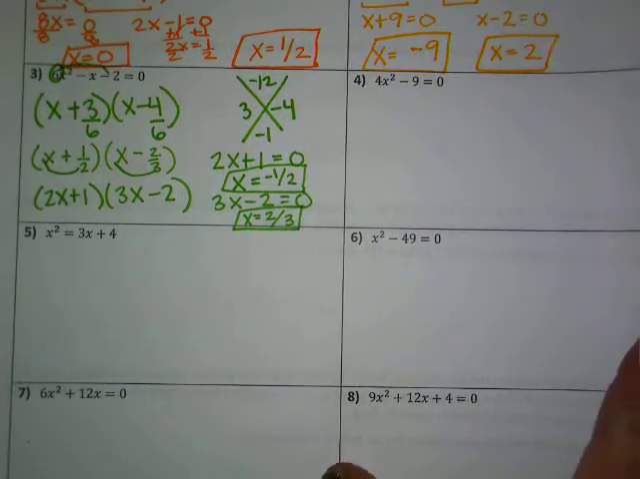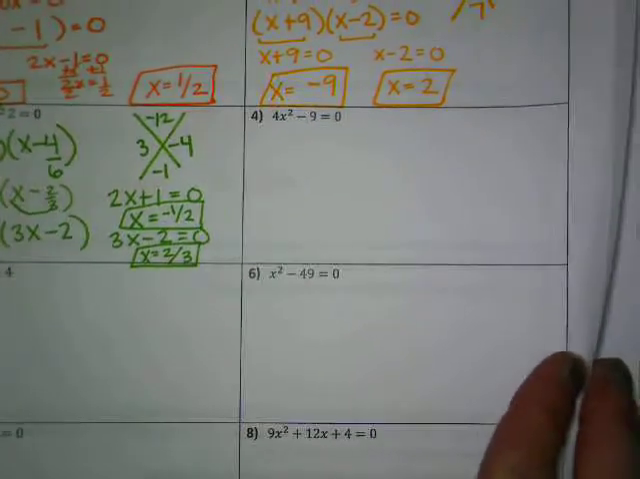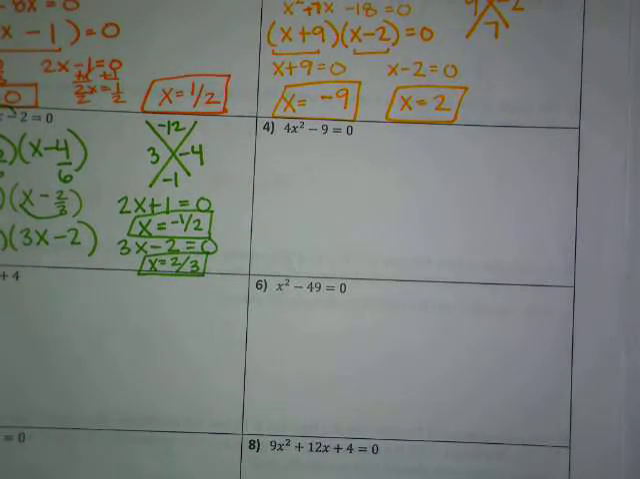Alright, number 4. Number 4 is set equal to 0. How many terms do I have? 2. So I'm not going to do the x thing. Do you have a GCF? No, but you have that square thingy, the difference of squares. So yes, I have the difference of squares.